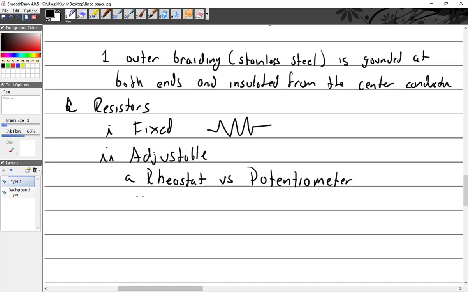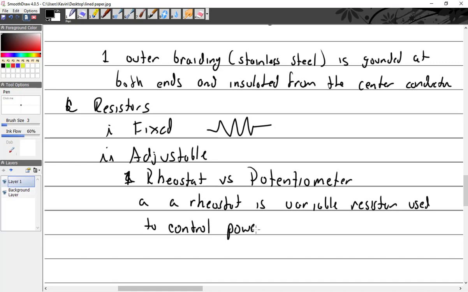So let's see. Oops, that's one. One and A. So let me see if I can. A rheostat is simply a variable resistor. Simply a variable resistor. Used to control power to a load. Power to a load.